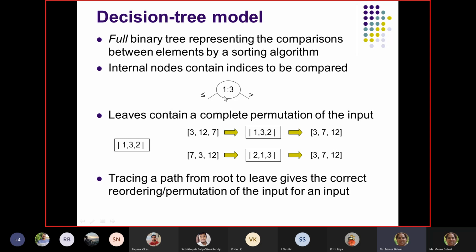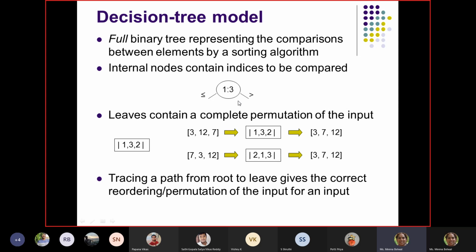So what is a decision tree model? Suppose I have a decision tree like this. If I say 1:3, I am trying to say that I am comparing index 1 element and index 3 element. Internal nodes contain indices to be compared. And then we have an approach in our decision tree model: if the element at index 1 is less than or equal to index 3, we follow the left branch of the tree. But if it is greater, we follow the right branch of the tree.